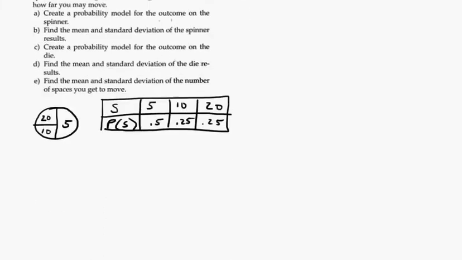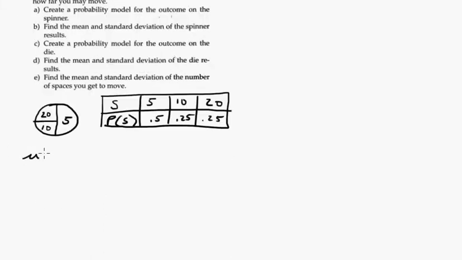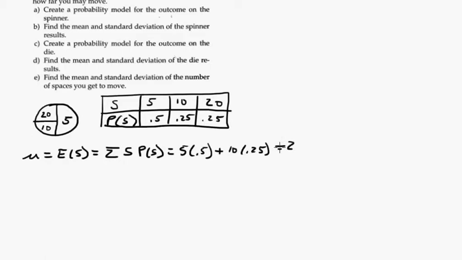Then the expected value, mu, the expected value of S, is the sum of the outcomes times the probability of the outcomes. So that's just 5 times 0.5, plus 10 times 0.25, plus 20 times 0.25. And I get 10.